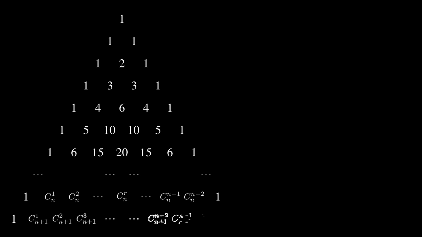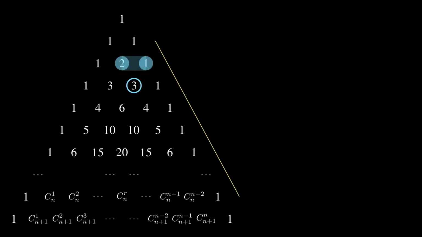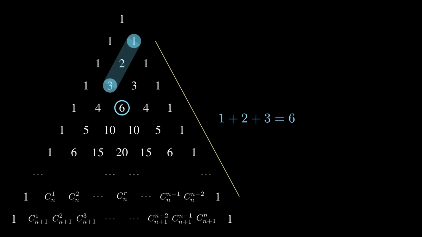Now, let us uncover the hidden summation formula in Yang-Hui's triangle. Let us consider the 3. 3 is the sum of numbers on its left and right shoulders, as well as the sum of the numbers above it in diagonal. Due to the property of Yang-Hui's triangle, 6 is the sum of numbers above it in diagonal. Similarly, the sum from 1 to 4 is 10, the sum from 1 to 5 is 15.